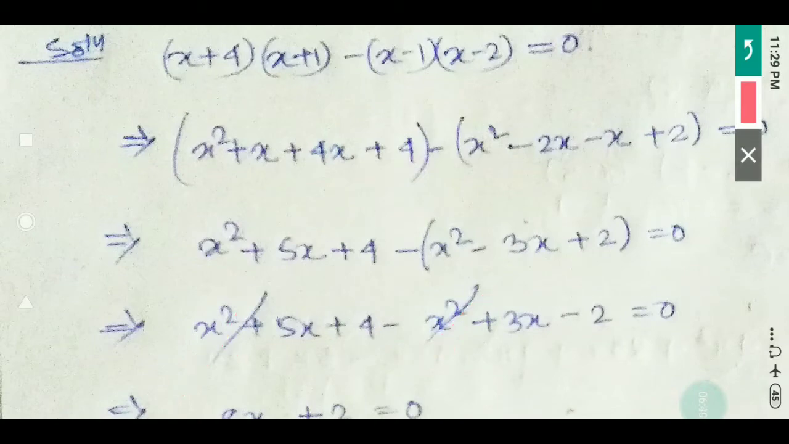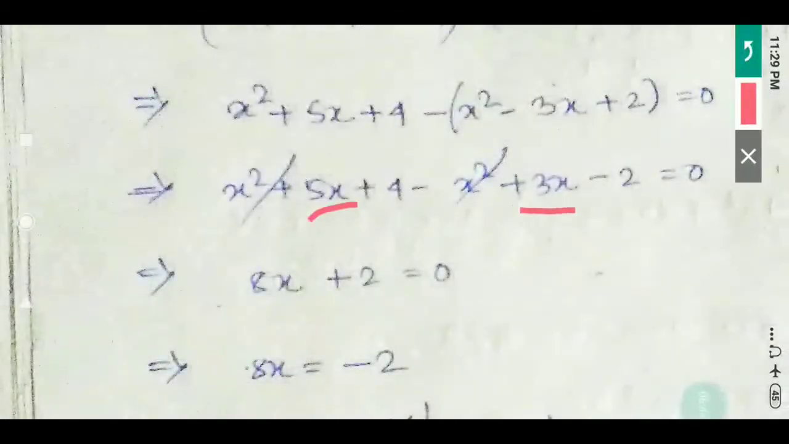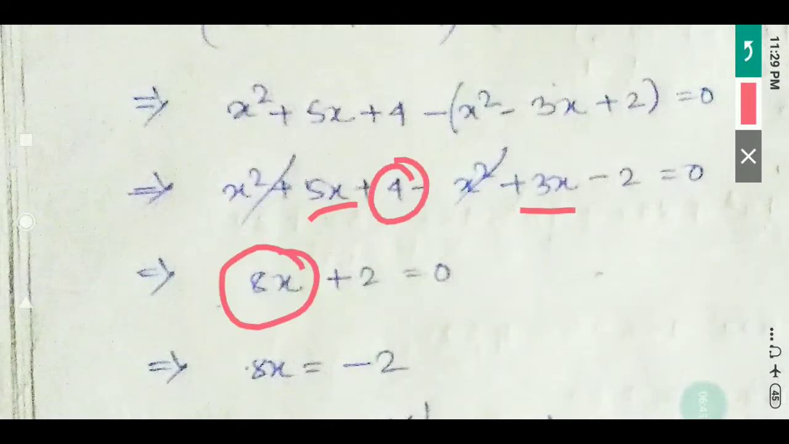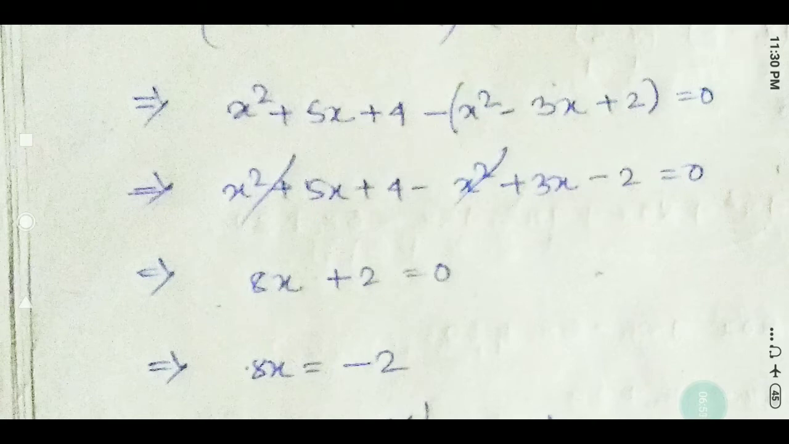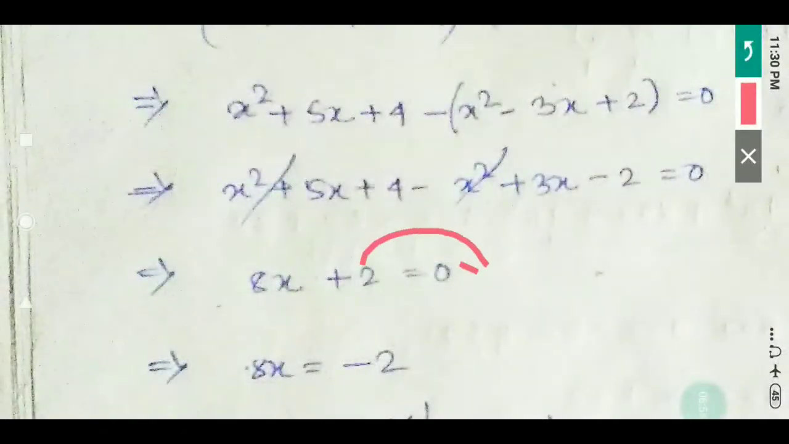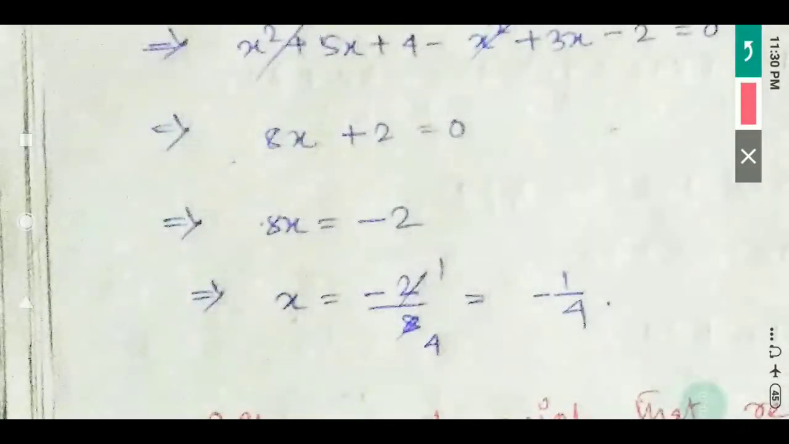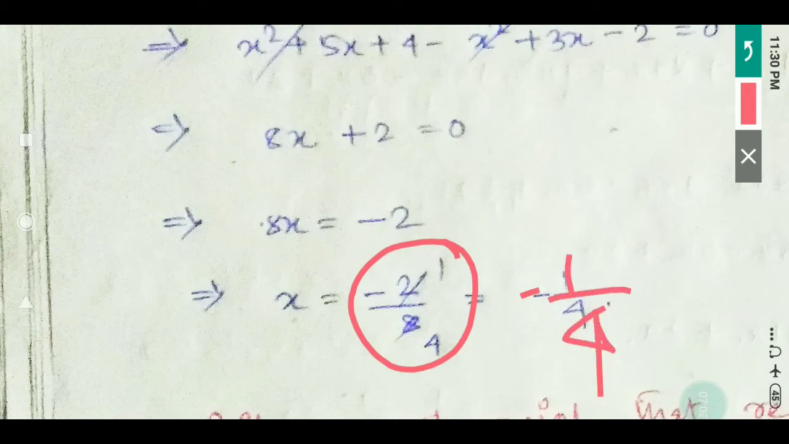Okay, now next line, 5x and here 3x, that means 8x. 4 minus 2 is 2, so that means 8x plus 2 is equal to 0. If you shift this 2 to that side, you will get 8x equals minus 2. So x will be how much? x will be minus 2 by 8. If you do the cancellation, you will get minus 1 by 4.